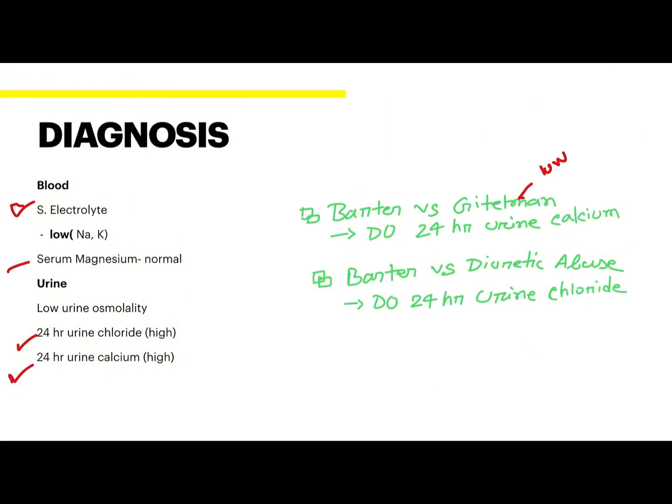Now, how can we differentiate between Bartter syndrome and diuretic abuse? We know that Bartter syndrome typically presents similarly to loop diuretics, but we can differentiate between these two conditions by 24-hour urinary chloride excretion. Because in Bartter syndrome, this excretion will be persistently higher, but in diuretic abuse, it will fluctuate, which means the excretion will be higher when the diuretic effect is present, but it will be low or normal again when the diuretic effect is not present.